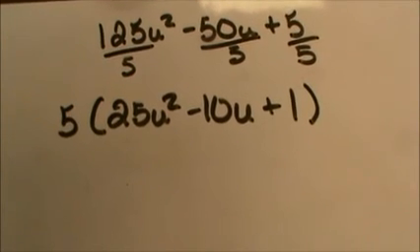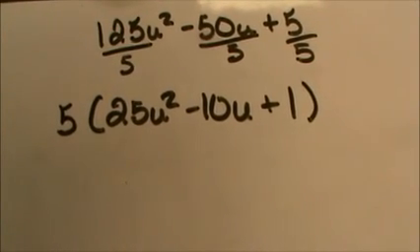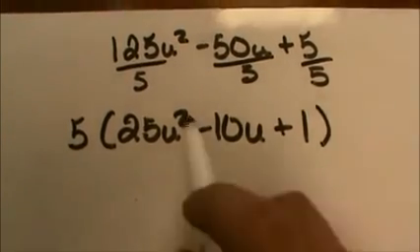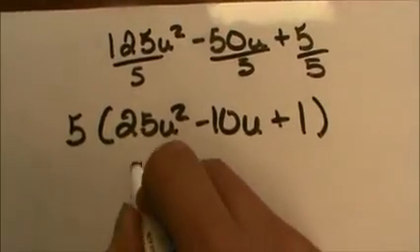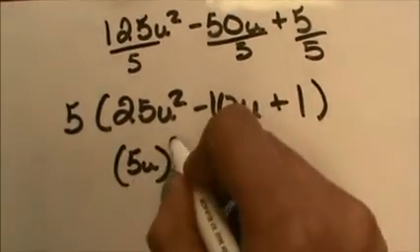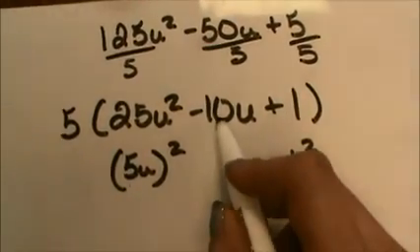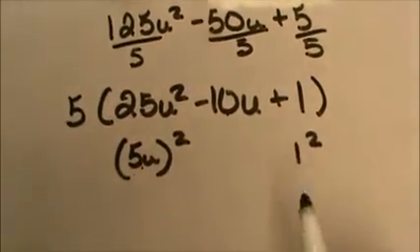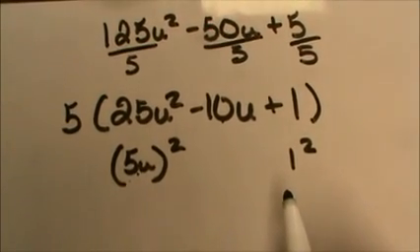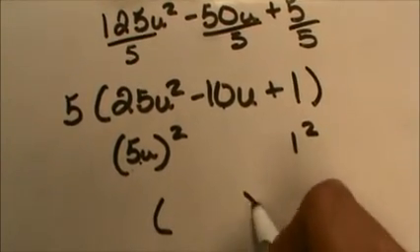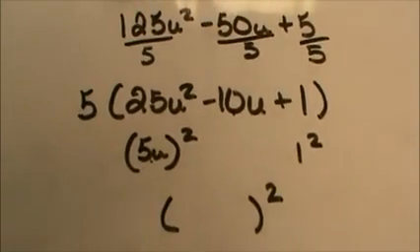First thing I'm going to check for is perfect square trinomials, PST. This is a perfect square. It's 5u being squared. This is also a perfect square. It's 1 squared. Is this twice the product of these? Yes. Therefore, I can factor it as a perfect square trinomial.